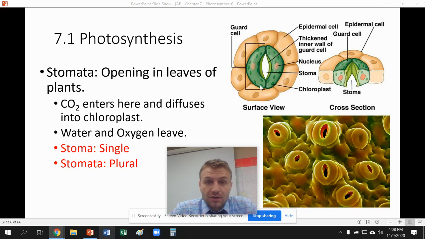Now, this CO2 enters through diffusion. What we're going to talk about next here is water and oxygen also leave the plant here. Now, again, don't think water is going to come into these stomata. Water is going to leave, and we're going to see that be a problem later on in this chapter. Oxygen's also going to leave these locations as well. So this is where the oxygen is going to be exiting the plant, and it's where we then can breathe it in.